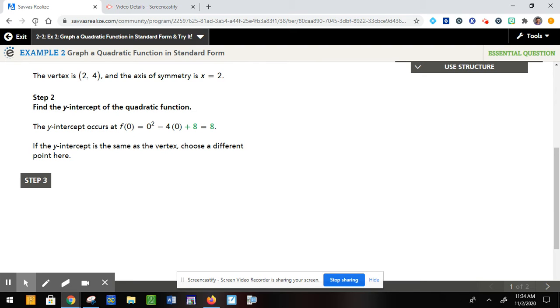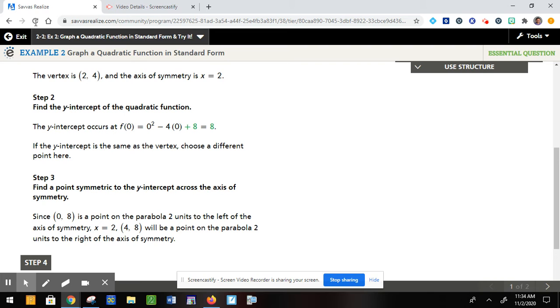To find the y-intercept, you evaluate the function for 0. But what will always end up happening, if it's in standard form, is the y-intercept will be the c value. So the c value you identified at the beginning is just going to be the y-intercept. And if the y-intercept is already the vertex, which can happen, you'd have to find another point.